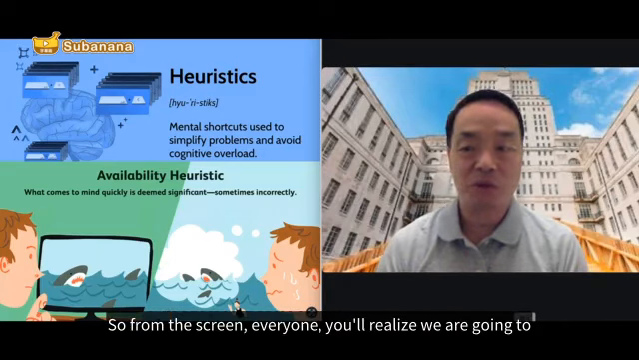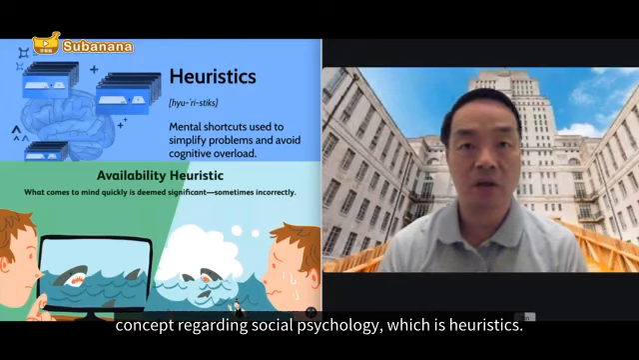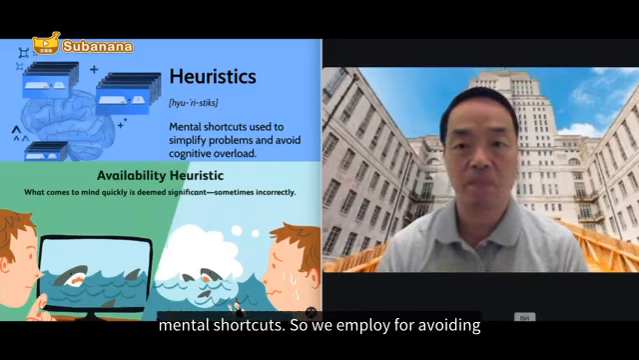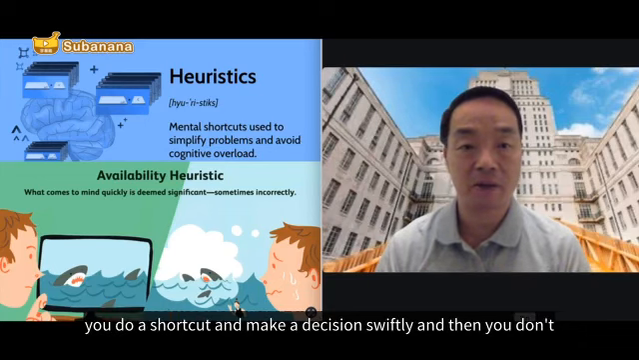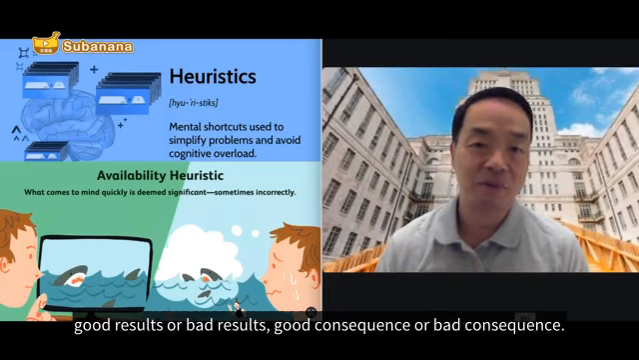From the screen, everyone, you realize we are going to understand another very key concept regarding social psychology, which is heuristics. So what is heuristics? From the screen you will see this is more or less like some mental shortcuts we employ for avoiding mental or cognitive overload. So you do a shortcut and then make a decision swiftly, and you don't need to go through a lot of information. So this could lead to good results or bad results, good consequences or bad consequences.